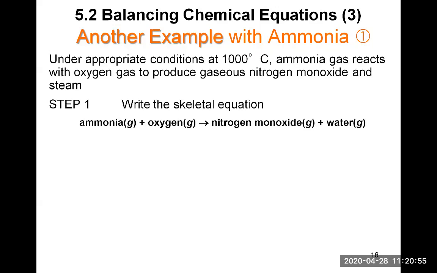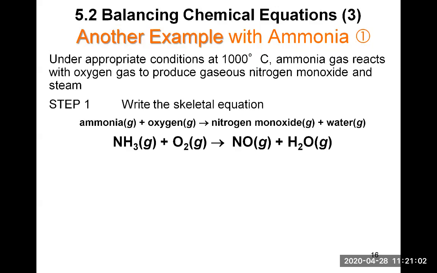So ammonia, the formula is NH3. There is no other way to find this formula than know it. So ammonia is like water, a compound that you need to know the formula if you're given the name. And so it's NH3 in the gas state plus oxygen. Oxygen from the air is O2, the diatomic molecule, gives nitrogen monoxide.